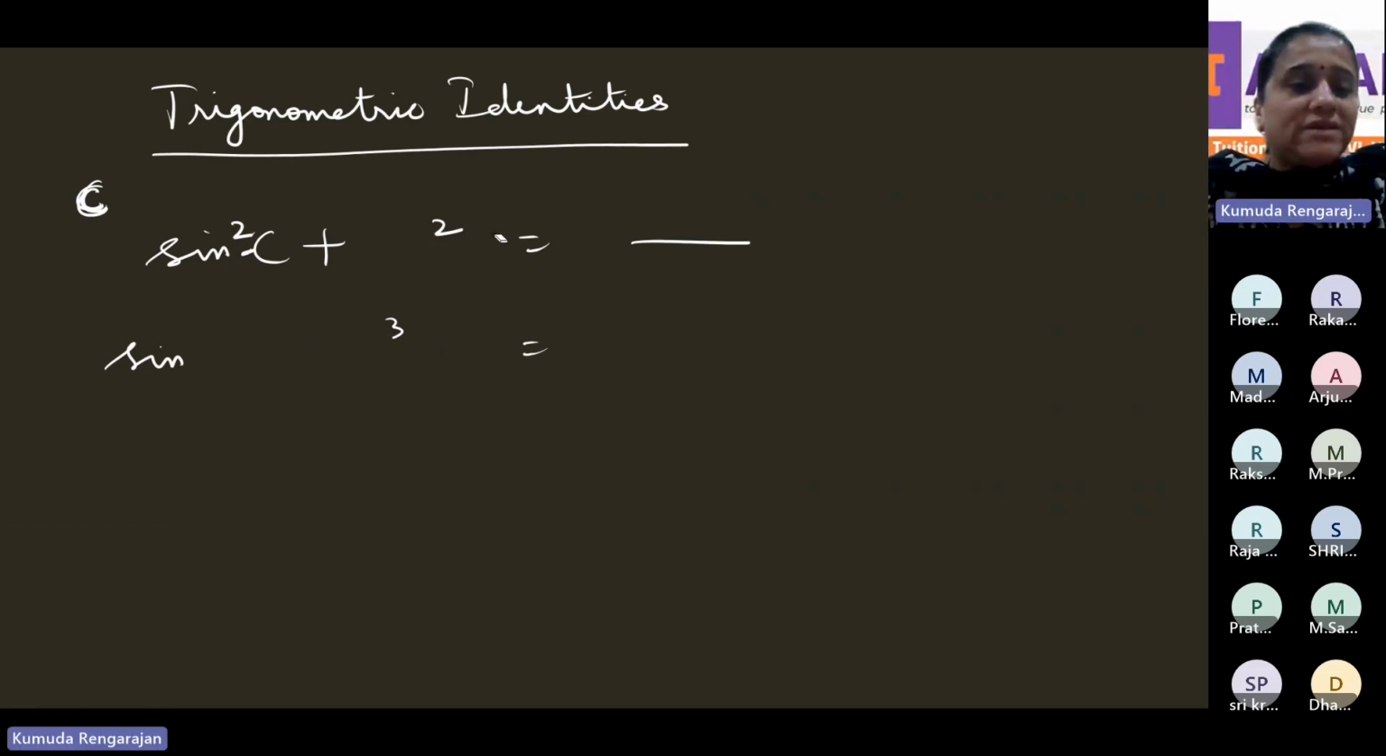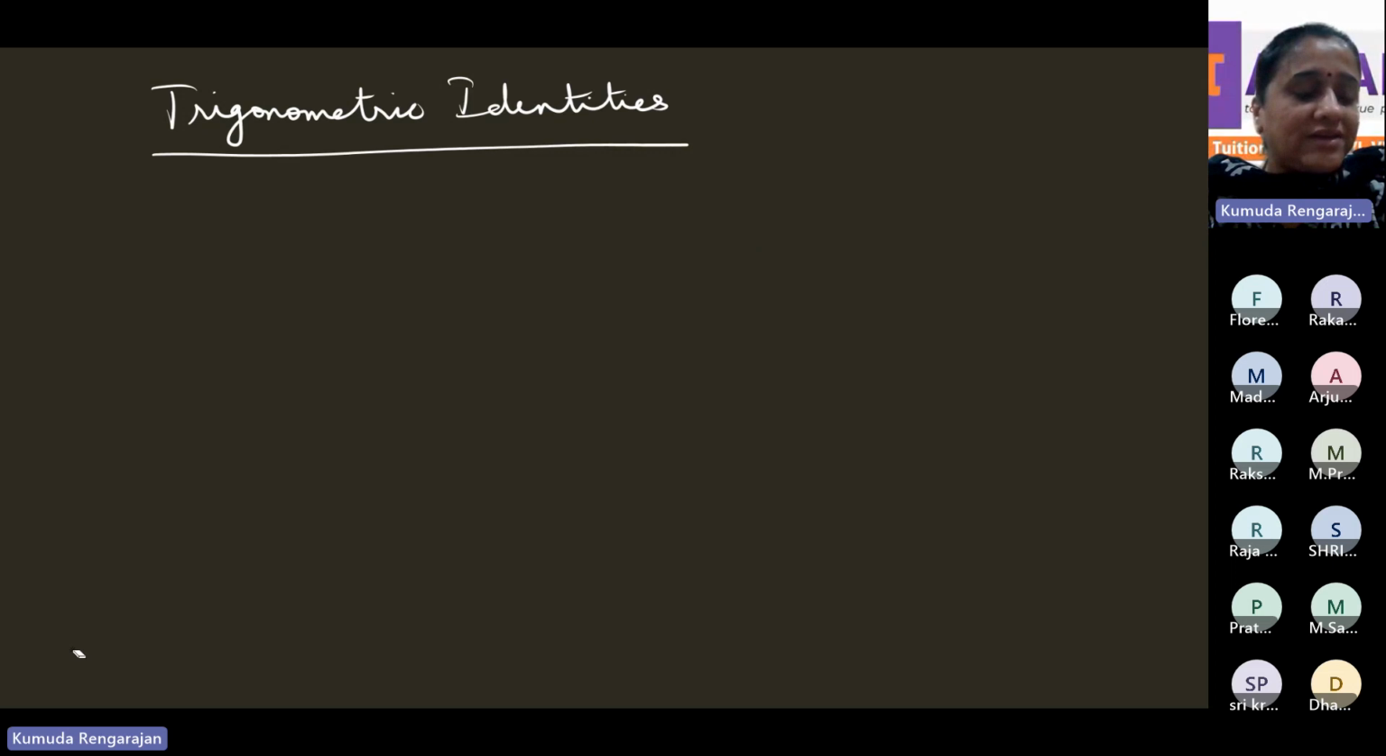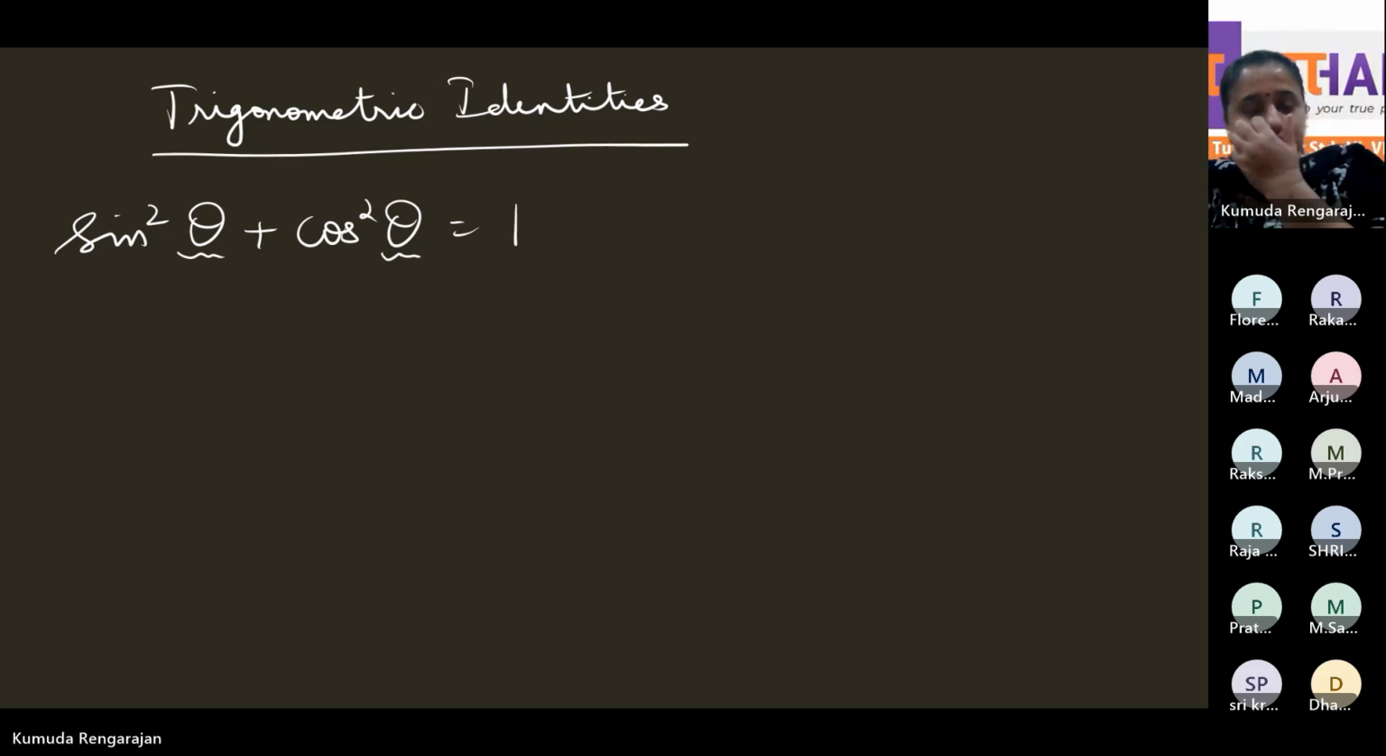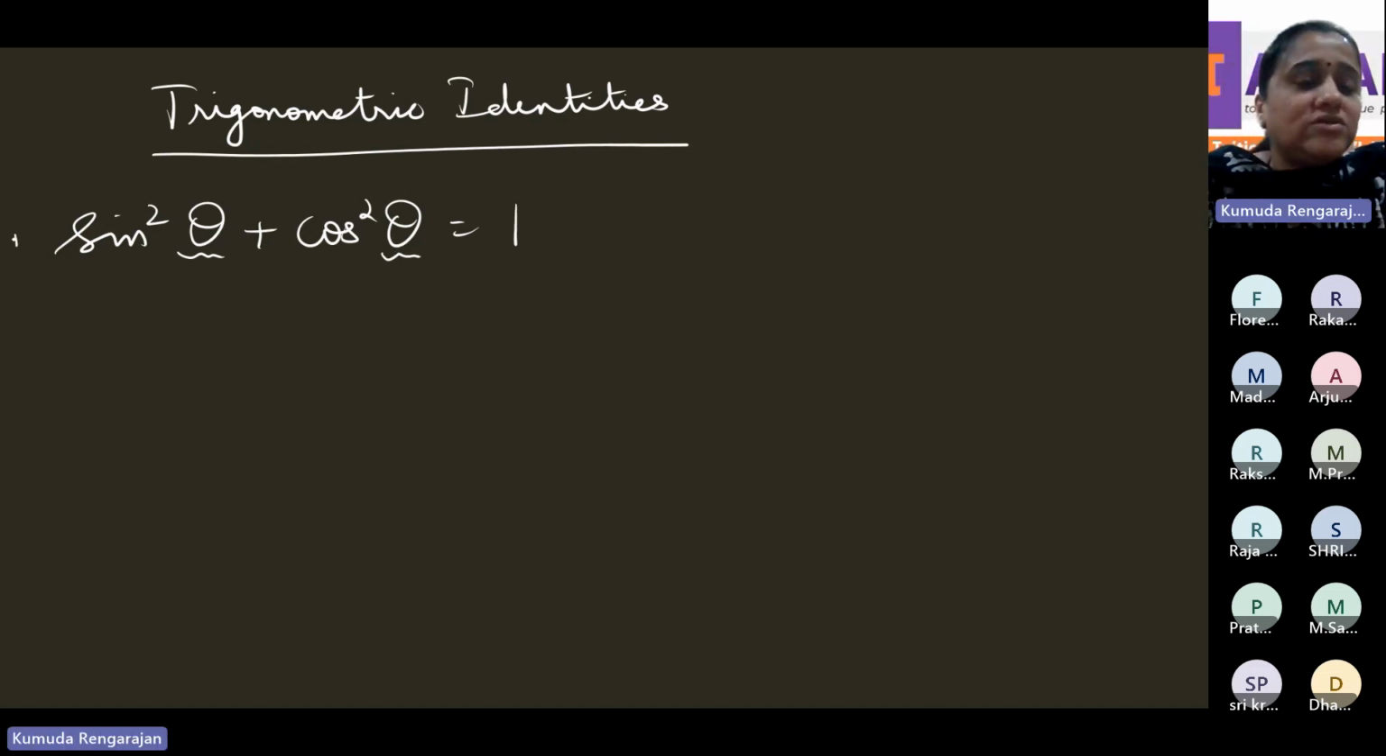Sine square C plus cos square C is equal to 1, or sine square A plus cos square A is equal to 1. So sine square theta plus cos square theta is equal to 1. The reference angle is theta. So this is the first one.